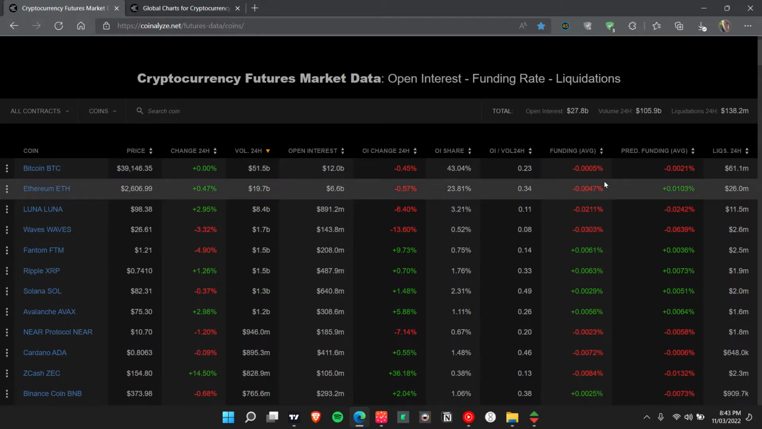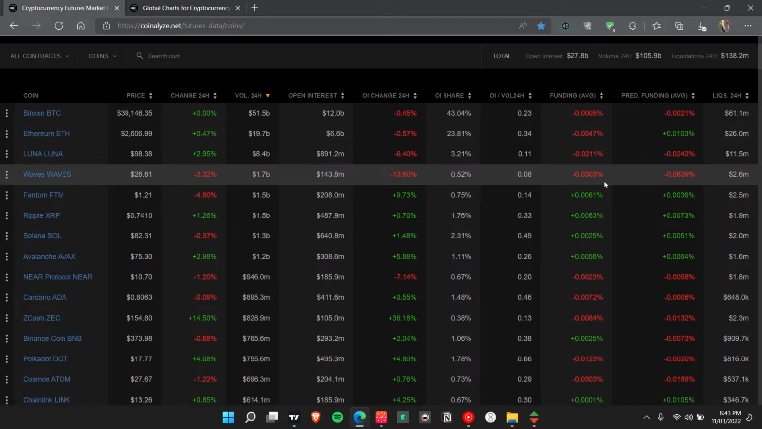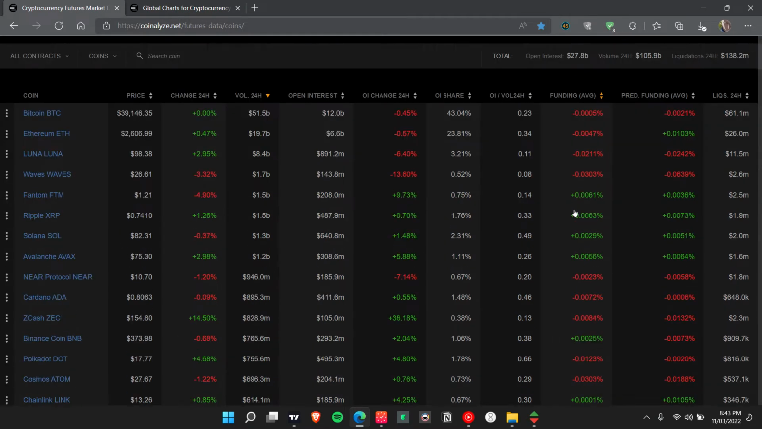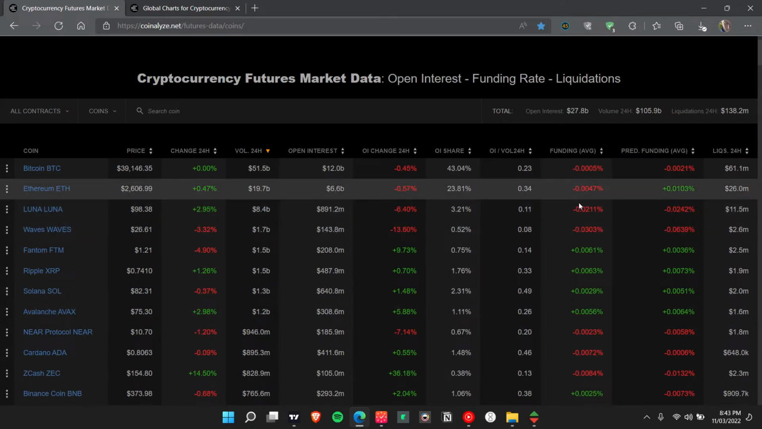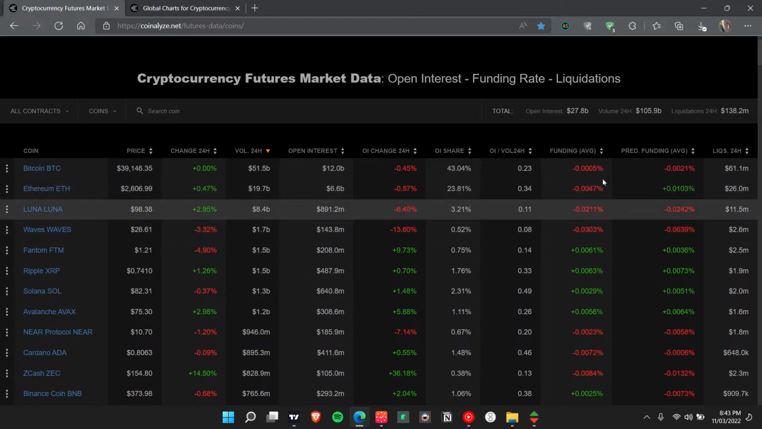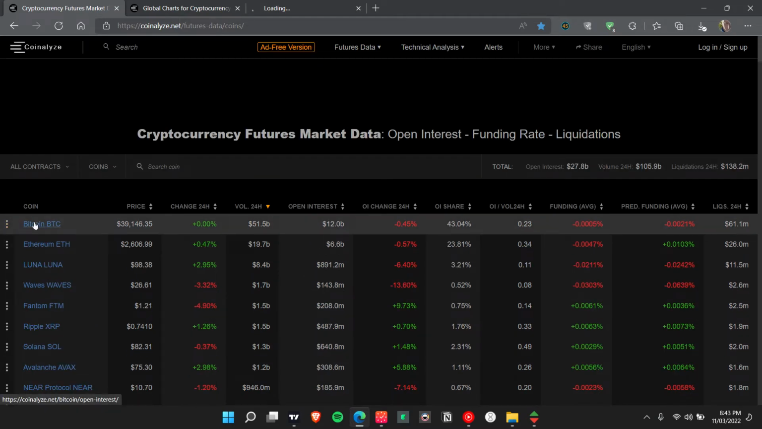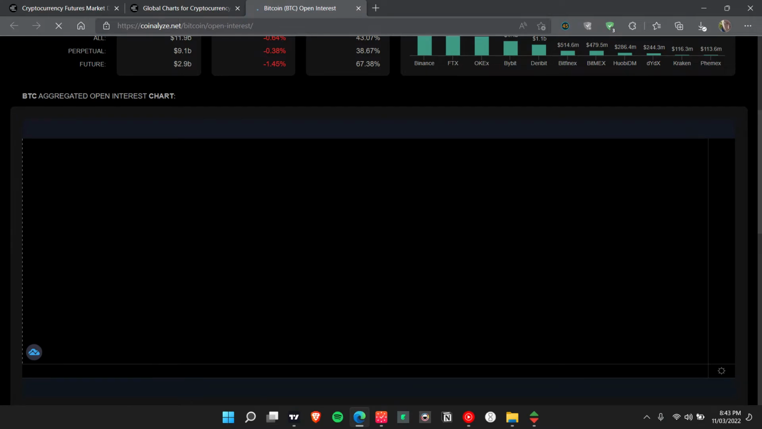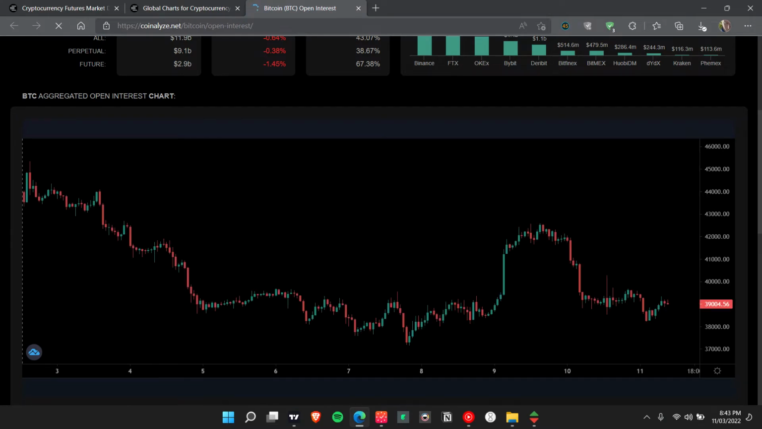Now, let me show you an example of funding. I cannot show you an example of funding here, so what I have to do is pull up the Bitcoin chart. It shows you the open interest, and in here I think you can actually get an indicator which tells you about funding.